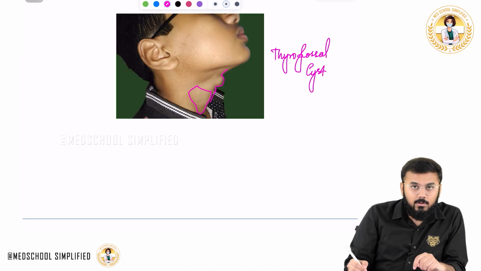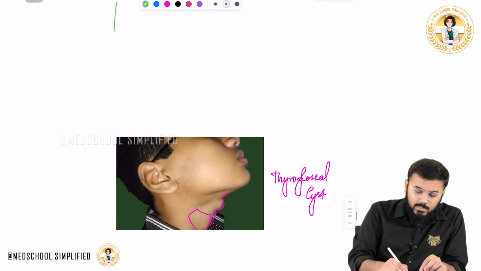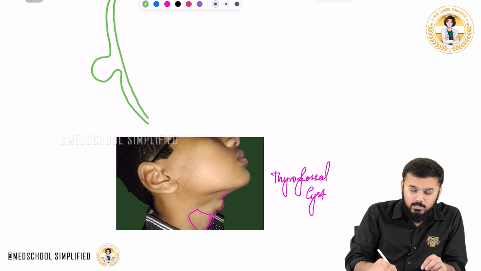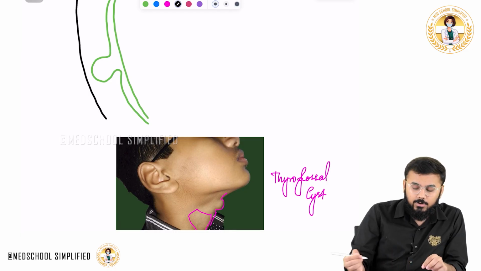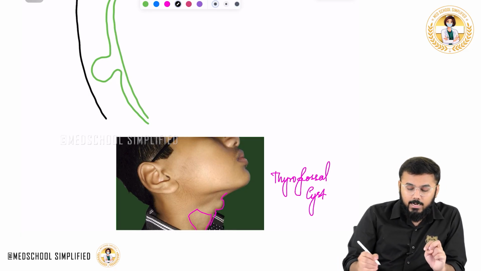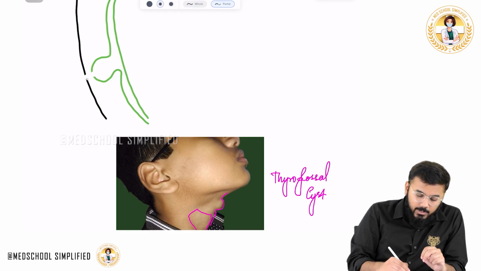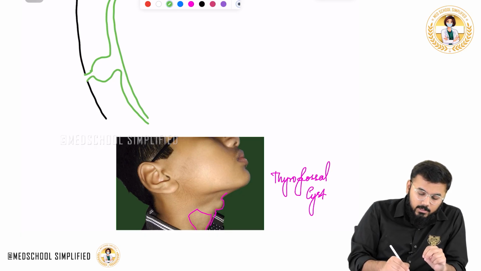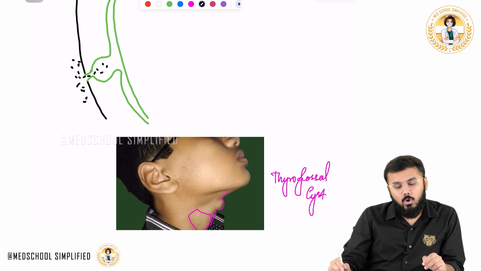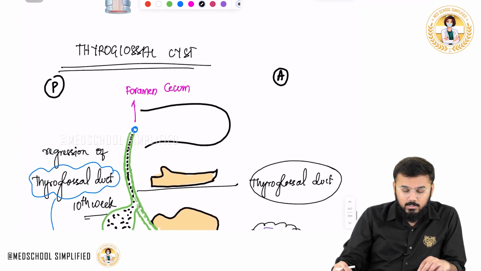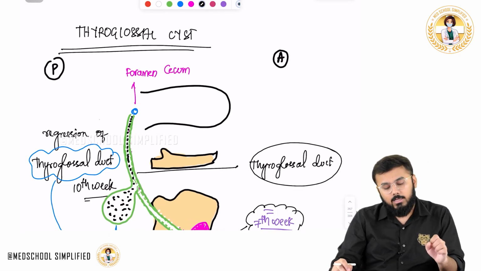And sometimes you know what will happen? Let us say this structure over here is your thyroglossal cyst, and let us say this is the neck region. In some patients, this cyst will open outside. When it opens outside, all these secretions are leaked outside. This is called a fistula, thyroglossal fistula. So this is some of the very important things which you need to know regarding your thyroglossal cyst.